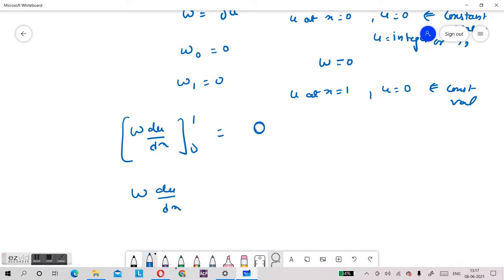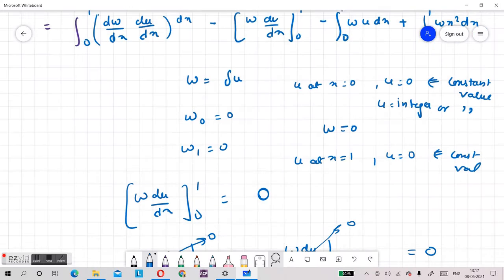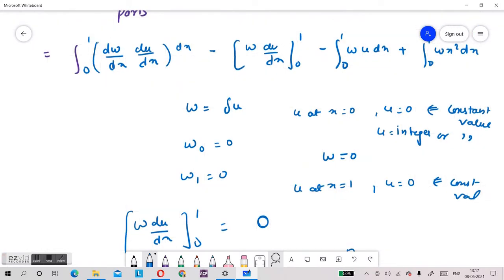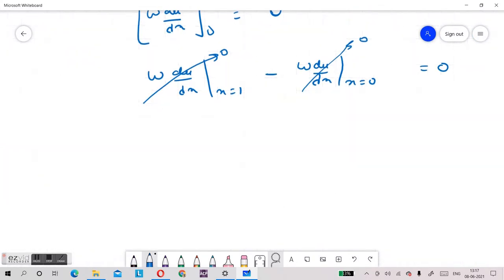This is at x equals 0. So at x equals 1, w is 0, and at x equals 0, w is again 0. So the whole term will become 0. Okay. So what is left? We are left with these terms. We will combine these two terms. This will look like this way: dw over dx, du over dx minus wu dx, and the other term will look like this. Okay, so this is our equation 1.